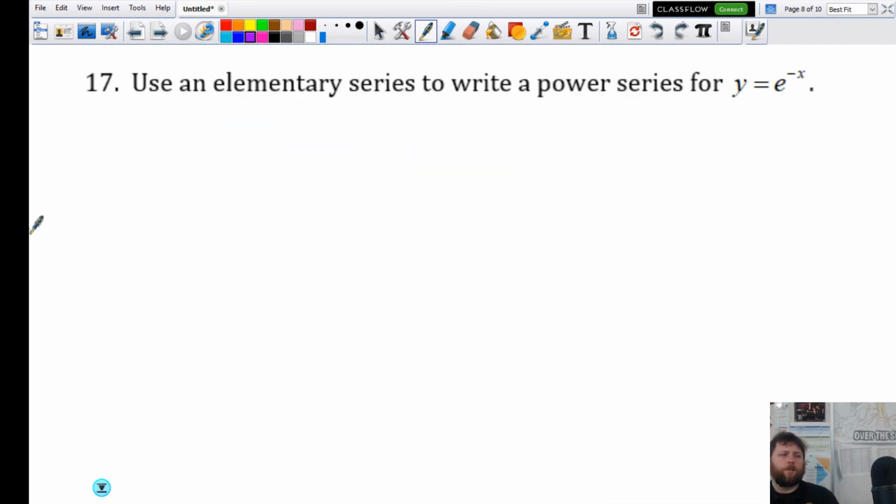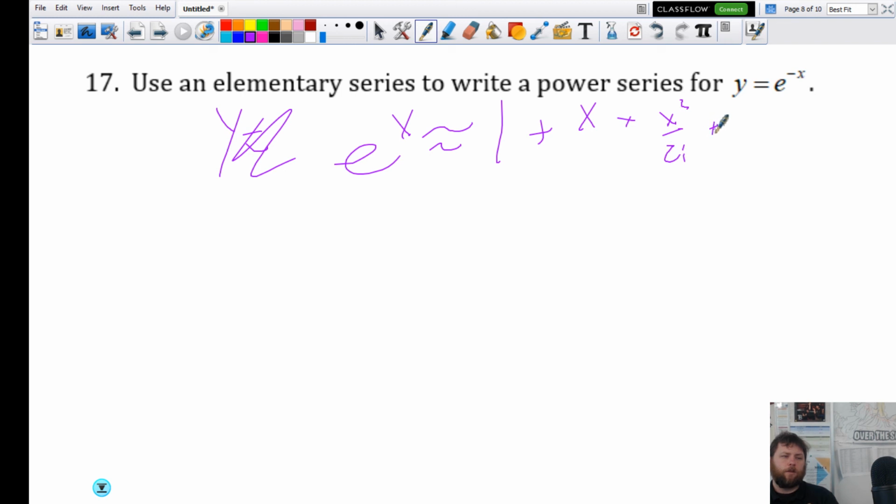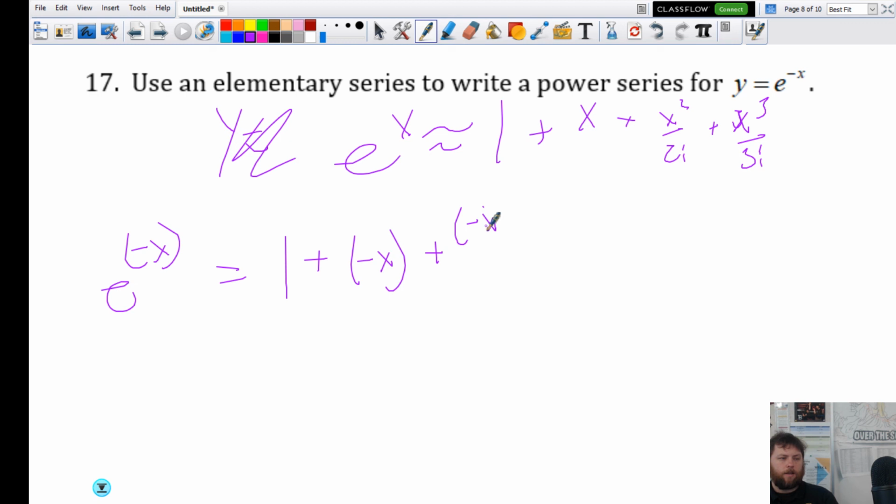Last one, elementary series. Okay, so this is what you memorize. e to the x is approximately equal to 1 plus x plus x squared over 2 factorial, x to the 3rd over 3 factorial. So when we're doing e to the negative x, we're just plugging negative x into all this. This will be 1 plus negative x plus negative x squared over 2 factorial plus negative x third over 3 factorial, and so on.